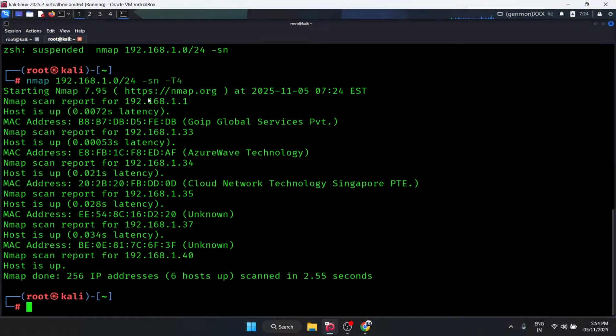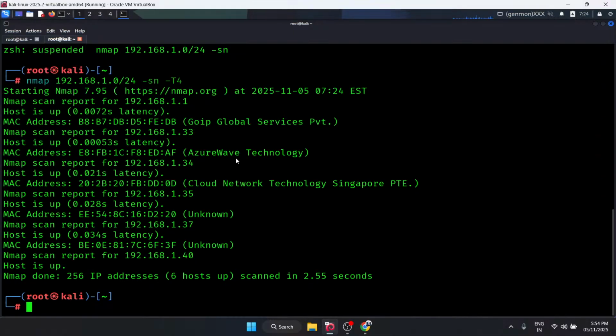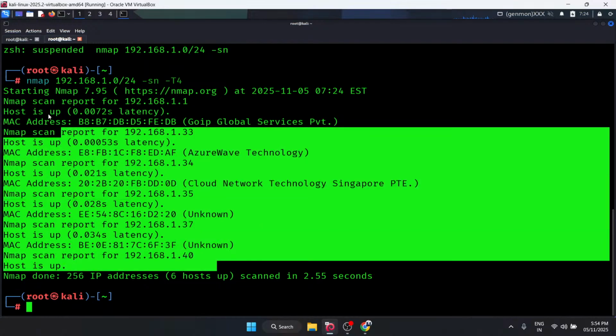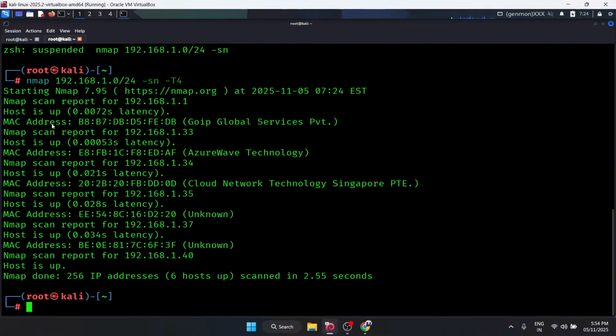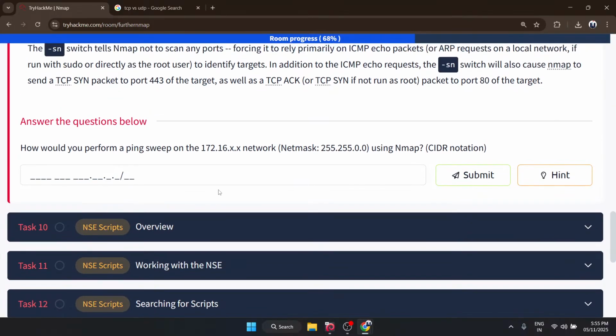Here you can see it's very fast. 1.1 is available, 1.33 is available, 1.34, 1.35, 1.37 and 1.40. These are the systems that are available at the moment, right? So we got a map of these systems. We can also find out which operating system they are using. We have already done that, -O, -A, stuff like that.